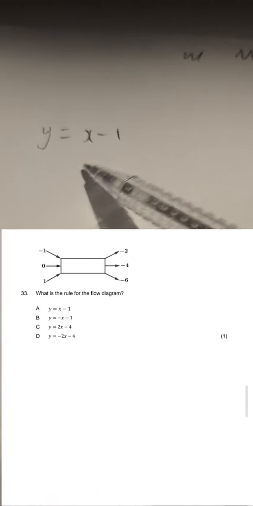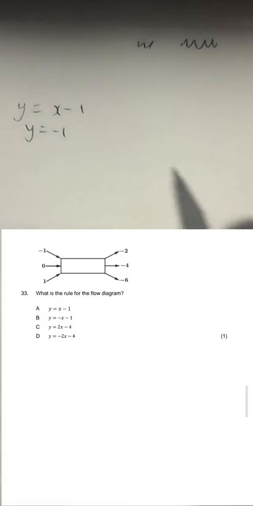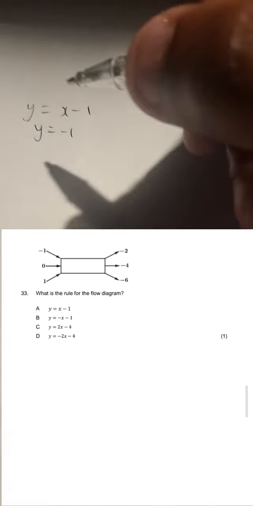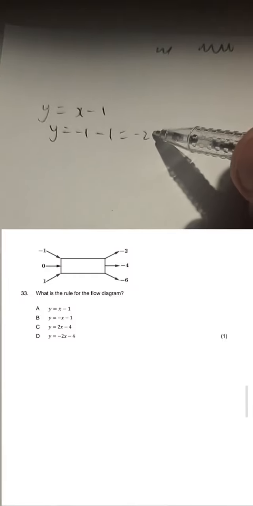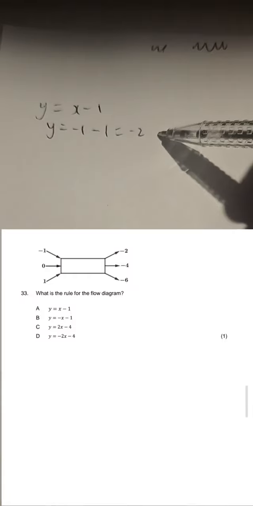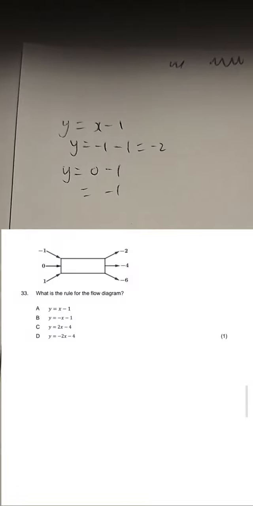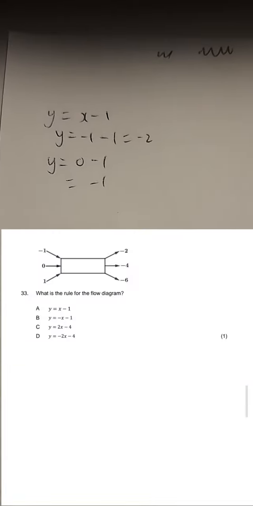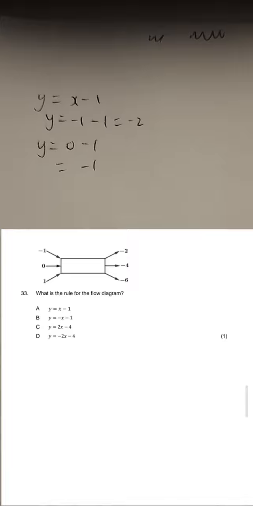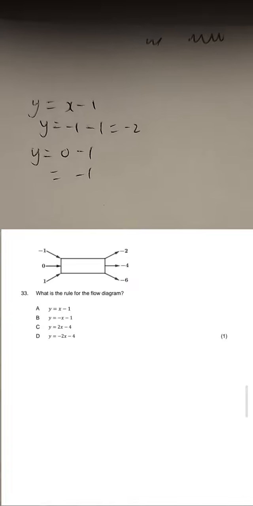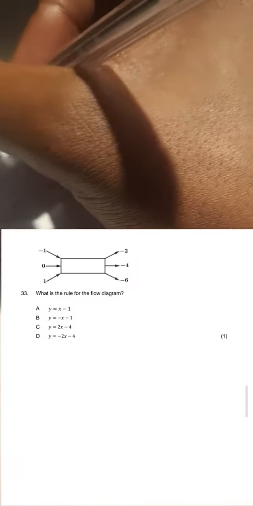So y is equal to x minus 1. Let's check. When I substitute x, which is negative 1, do I get the output value, which is negative 2? Let's check that out. Yes, the input is negative 1, the output is negative 2. Let's check. When I substitute 0, I get negative 1. So immediately, I'm not even going to go any further. The rule y is equal to x minus 1 is not going to work. So that means A is out.